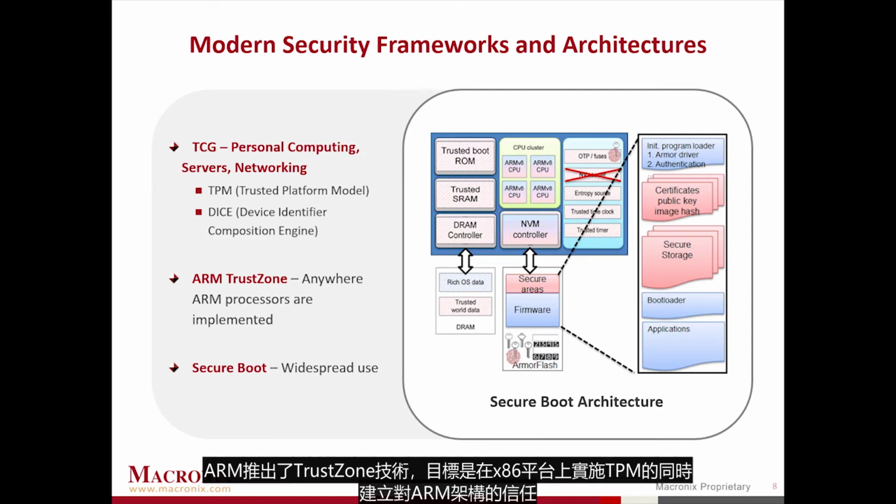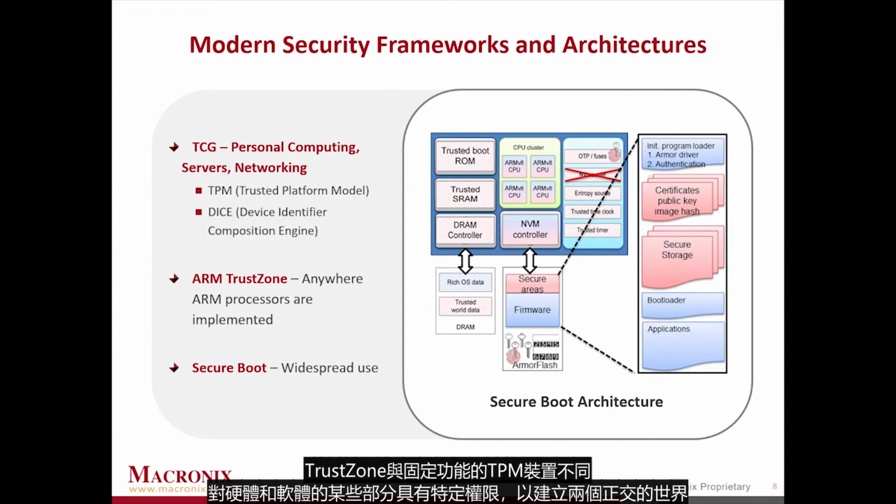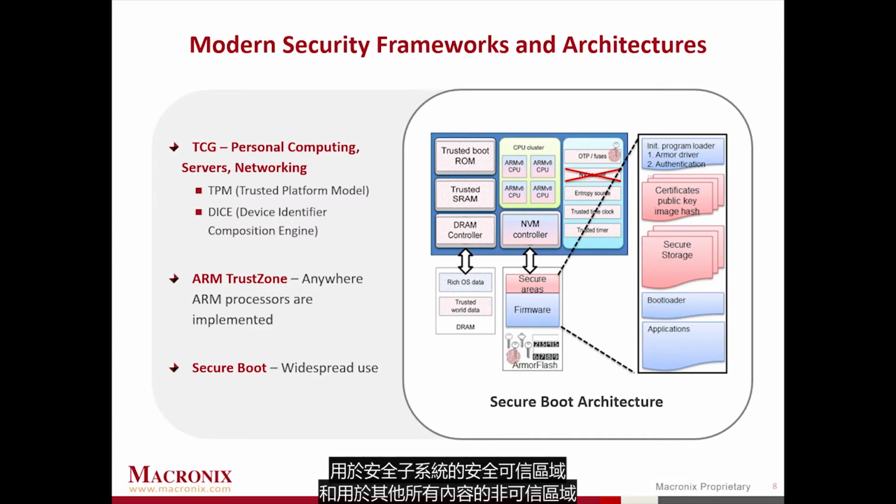And then ARM TrustZone. ARM unveiled the TrustZone technology aimed at establishing trust in ARM-based architectures during the same period TPMs were being implemented on x86 platforms. Unlike the fixed-function TPM device, TrustZone privileges certain portions of the hardware and software to construct two orthogonal worlds, a secure trusted zone for the secure subsystem and a non-trusted zone for everything else. The trusted zone provides a secure environment called the Trusted Execution Environment, or the TEE. The TrustZone design extends from the software to all hardware access points.